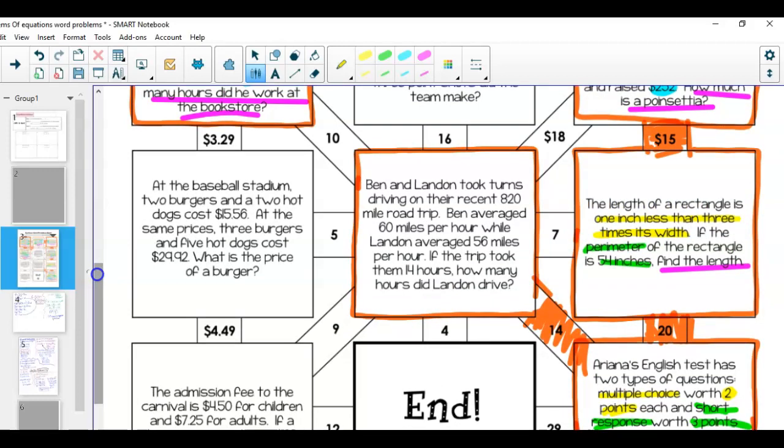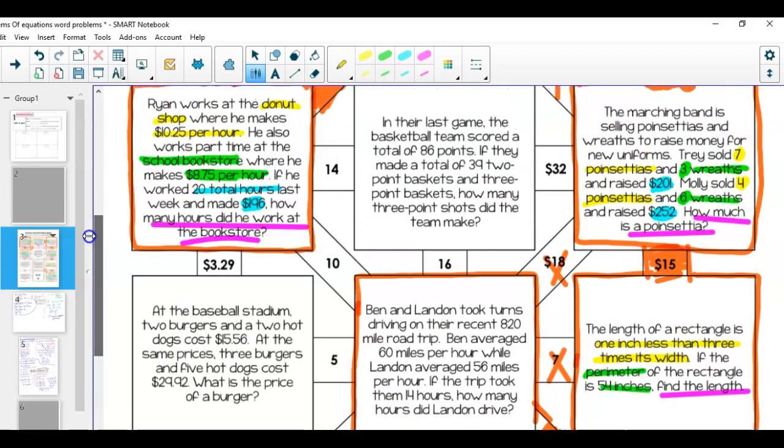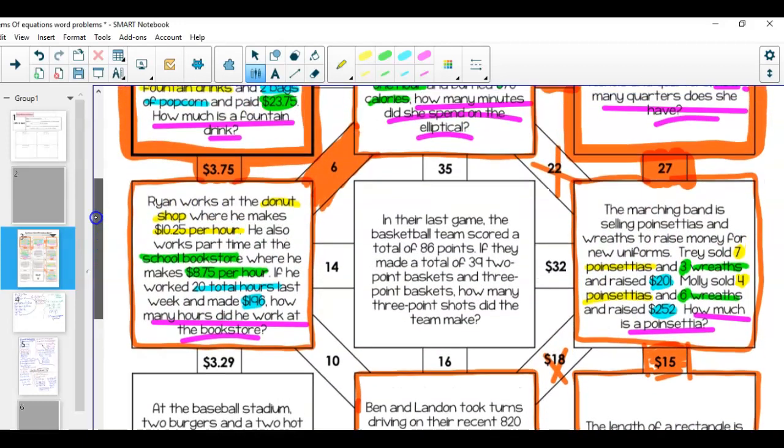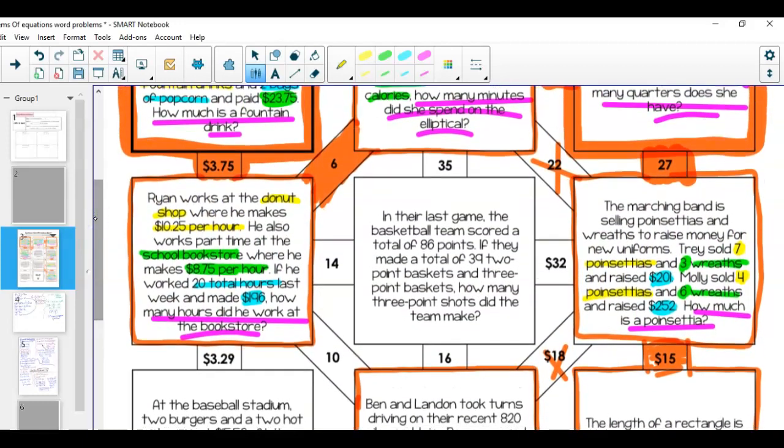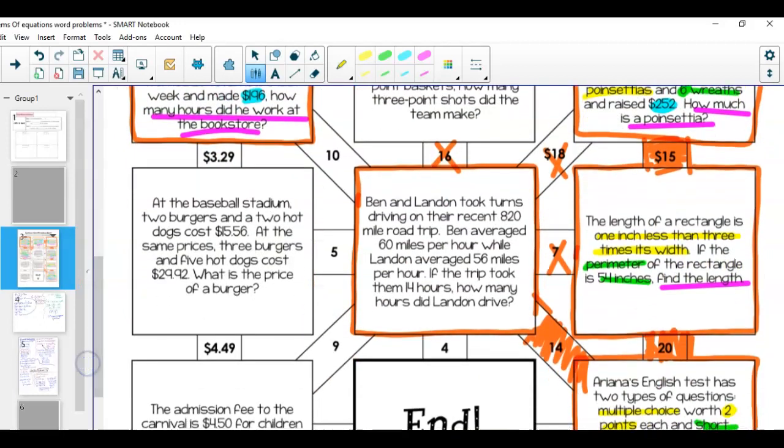Okay. By elimination, I can't go backwards. If I went up to this basketball team, I wouldn't be able to go anywhere. So that one's out. This one's out. So I have 3 choices. We could either be done or have 1 more or have 2 more. We'll see.